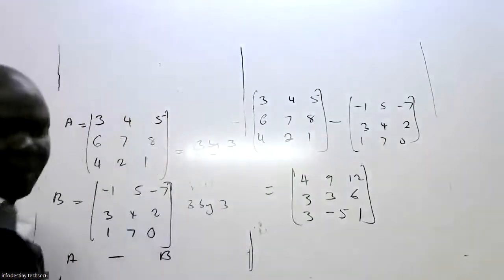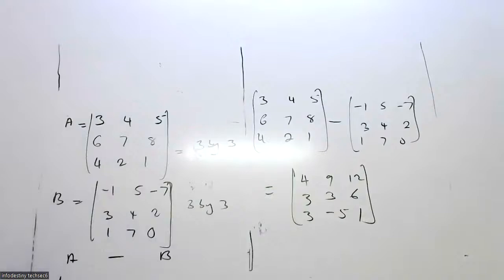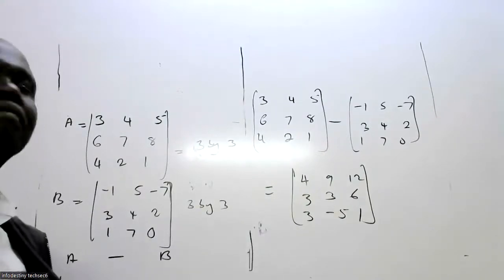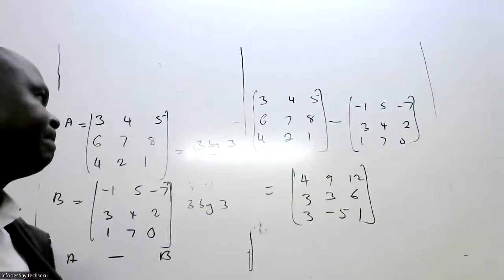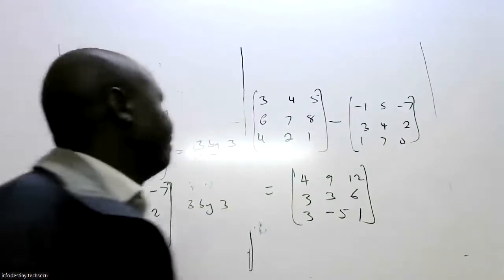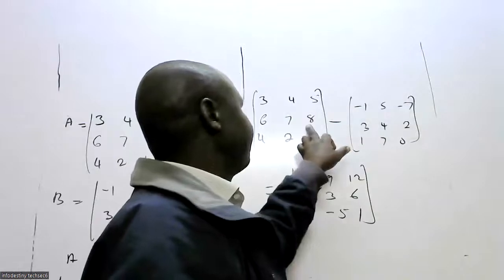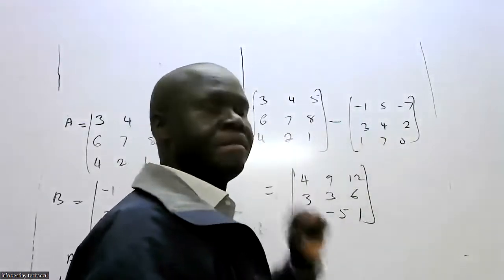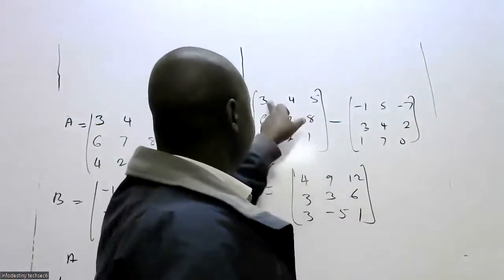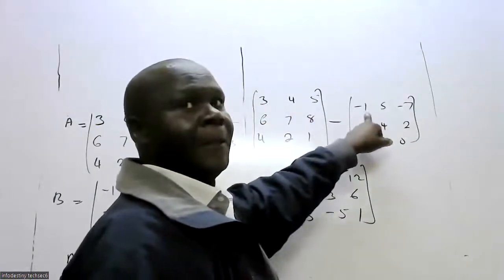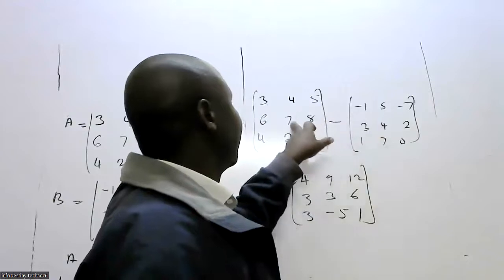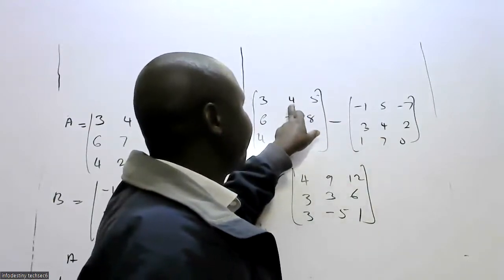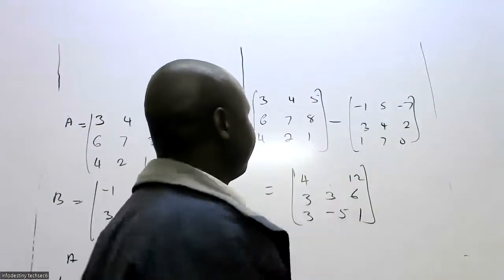So that is matrix subtraction. This one and this. The second one. 4. 4. And then you get 5.